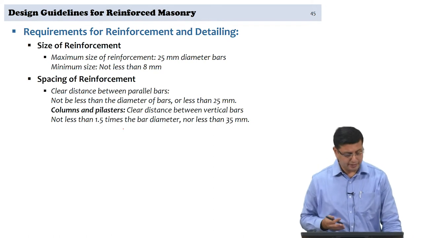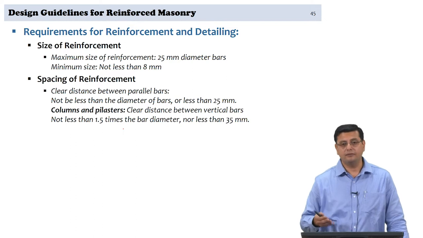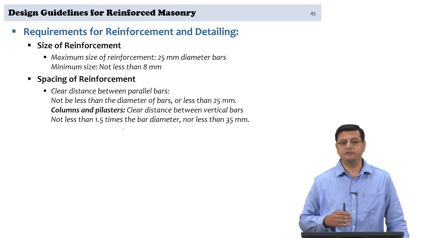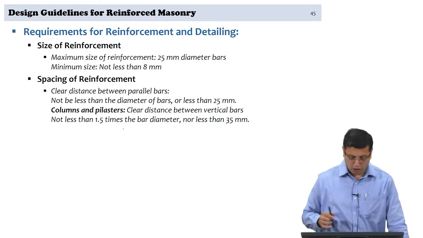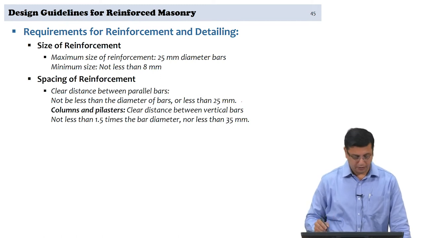And if you're looking at the spacing between reinforcement while designing columns and pilasters, the clear distance between vertical bars is not to be less than 1.5 times the bar diameter, nor less than 35 mm. So you can make that calculation, but these requirements have to be followed.